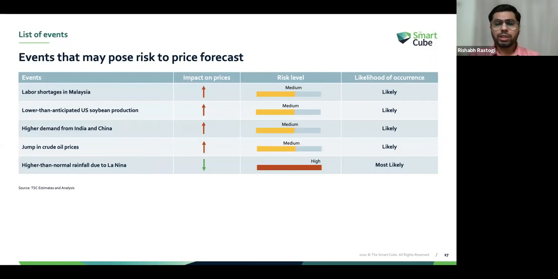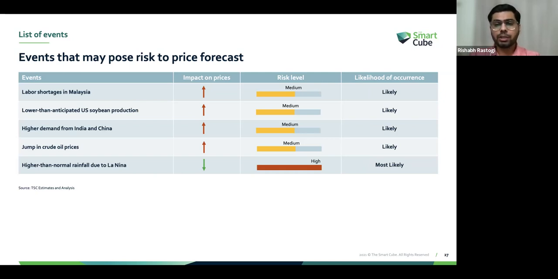The labor situation in Malaysia continues to be a risk factor. If labor shortage continues longer than expected, then it will increase the risk of a further upward movement in prices. Secondly, if weather in the US turns out to be drier than anticipated, then it may reduce soybean crop output and push the prices of palm oil higher as well.